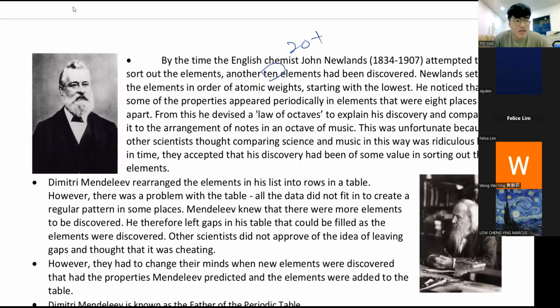Guys, any of you learn music here? You know what is an octave? Like do, re, mi, fa, sol, la, ti, do is one octave. So John Newlands was like, why not we arrange our elements using octaves? Like the lower C and the higher C, they sound almost the same, but they are one octave apart.